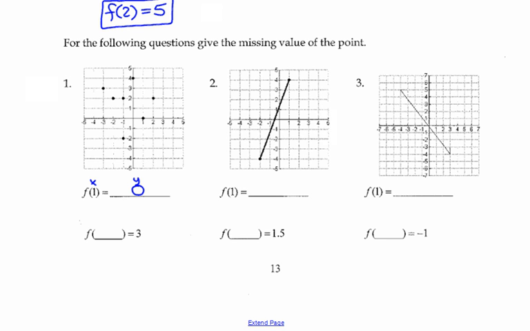Okay, there we go. So they give us the y equals 3. So when y is 3, what's x? When y is 3, x is negative 3. Try the next one.